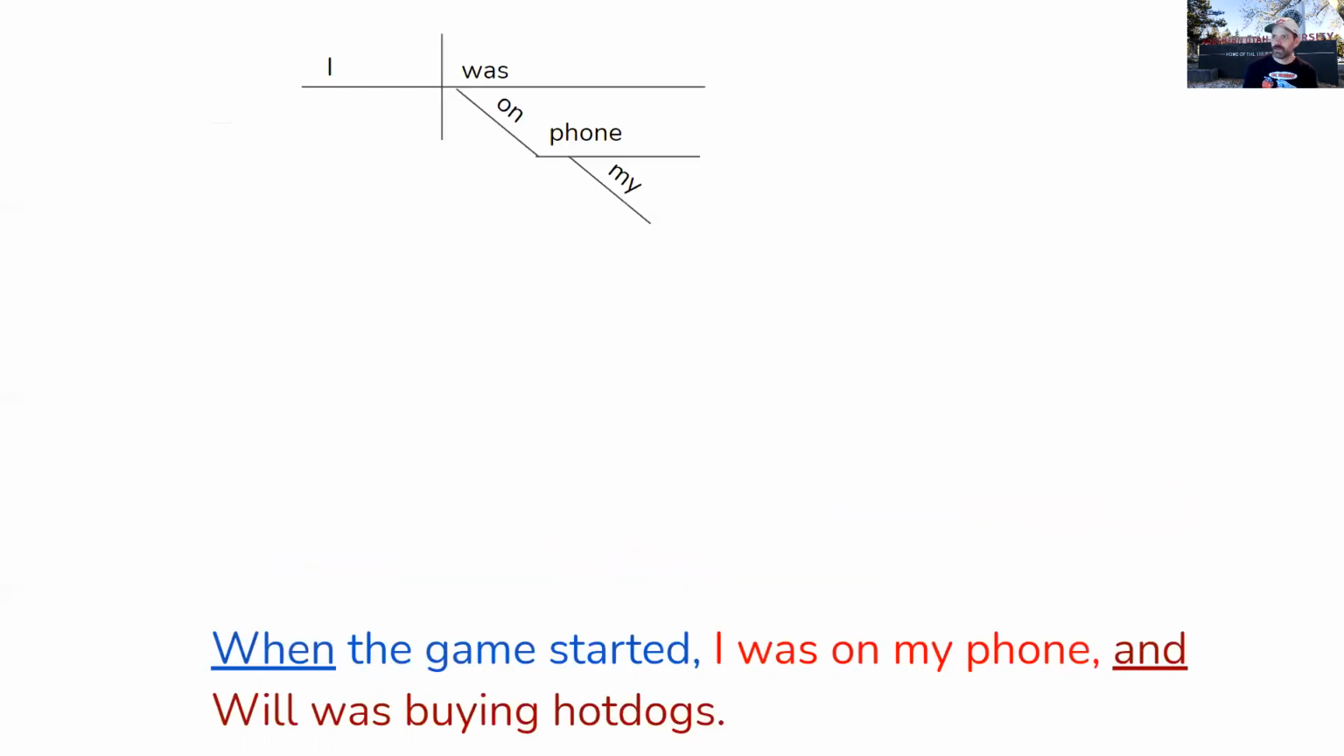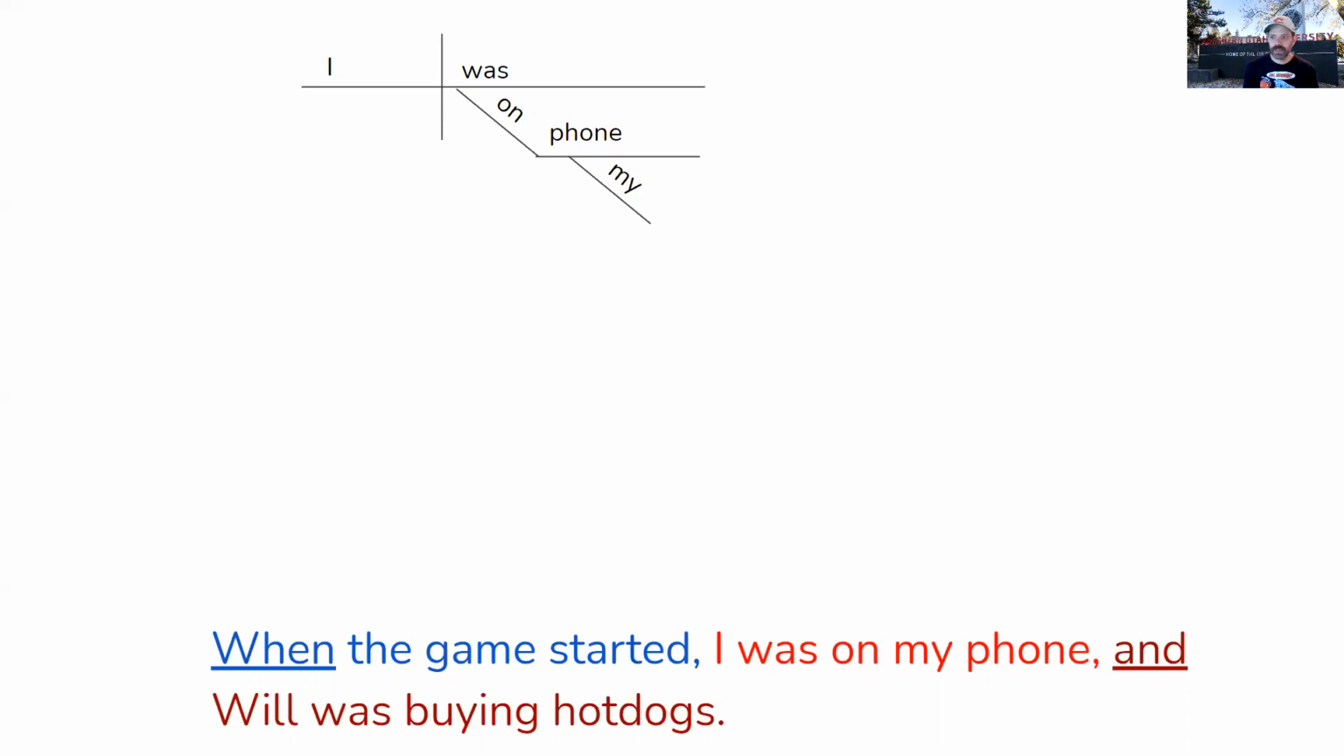Let's give ourselves lots of space here. I was on my phone. Okay, so this functions as a linking verb, right? A linking verb of place. I was where? I was on my phone. It's not really so much a where, it's more of this concept, but it's diagrammed this way.